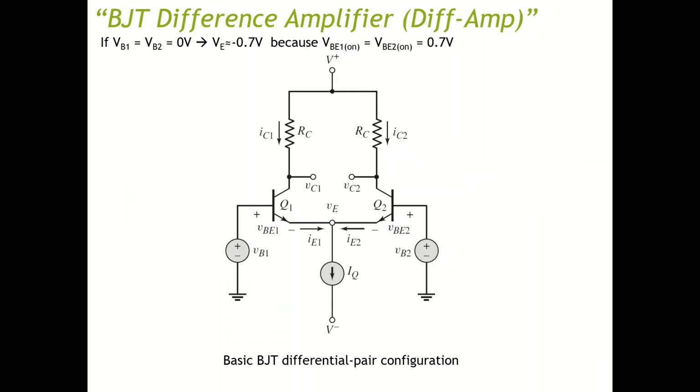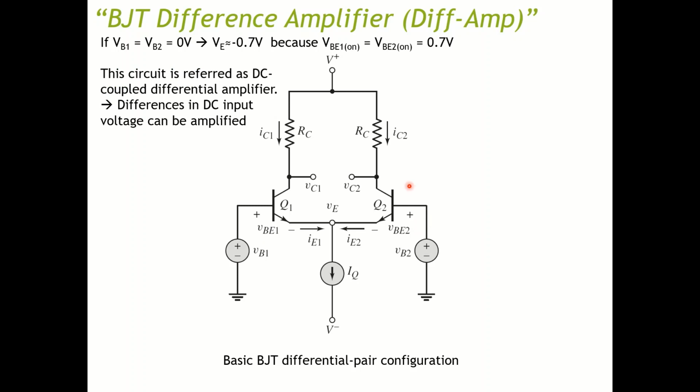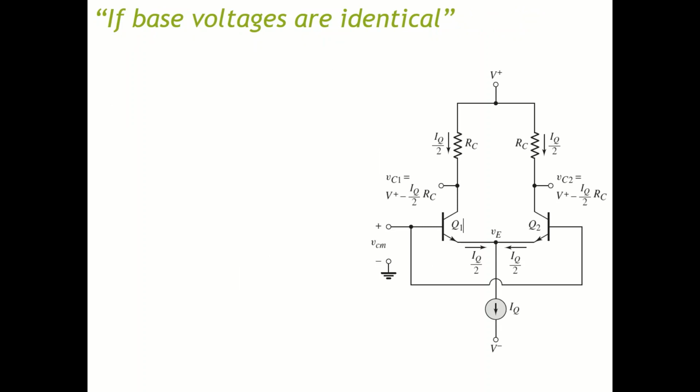So as you can see, I put everything that I said before here. If the voltages VB1 and VB2 equal 0, it will result in a VE of negative 0.7, because you have this VBE on equal to 0.7, identical for the two transistors. So this circuit is referred to as a DC coupled differential amplifier. Differences in DC input voltage can be amplified.